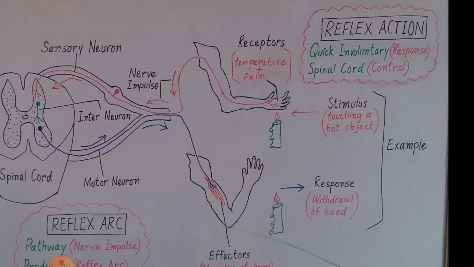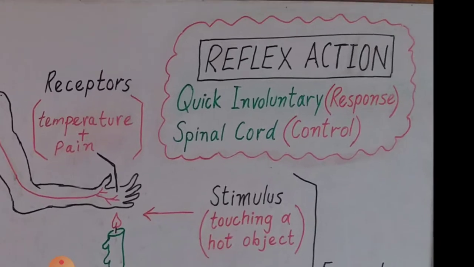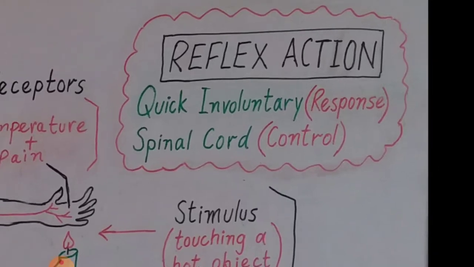Today our topic is reflex action. Reflex action is a quick involuntary response that is controlled by the spinal cord. Quick involuntary response means it is very fast. Quick means it is very fast and speedy. Involuntary means that this response is an unconscious response.